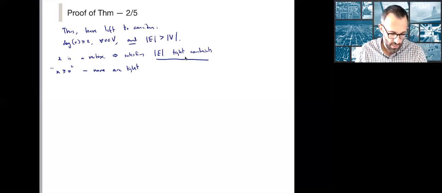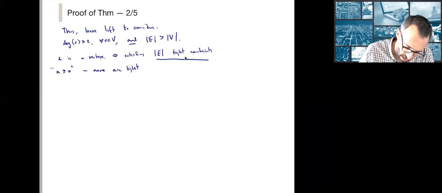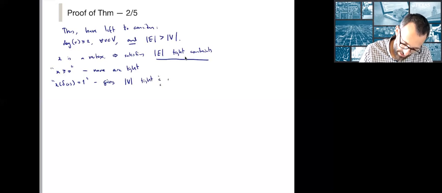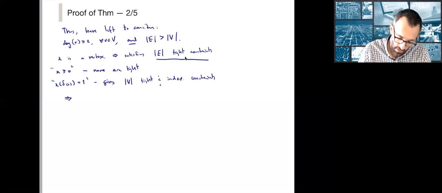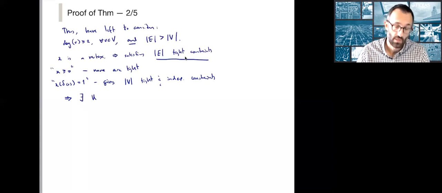Okay, so none are tight here. We have the constraints x of delta v equals 1. We have equality because we're talking about perfect matching. This gives V tight and independent constraints. And so we need at least one more. So this means that there exists U. And note that U has to have at least 3 edges. Sorry, has to have at least 3 nodes. Let me write this down.